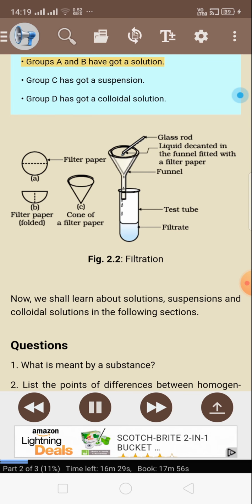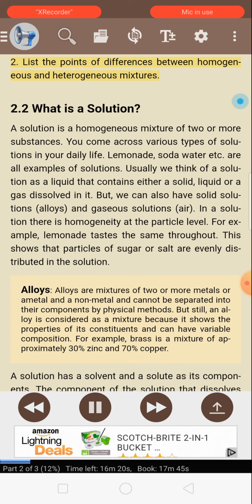Groups A and B have got a solution. Group C has got a suspension. Group D has got a colloidal solution. Figure 2.2. Filtration. Now, we shall learn about solutions, suspensions, and colloidal solutions in the following sections. Questions. 1. What is meant by a substance? 2. List the points of differences between homogeneous and heterogeneous mixtures.